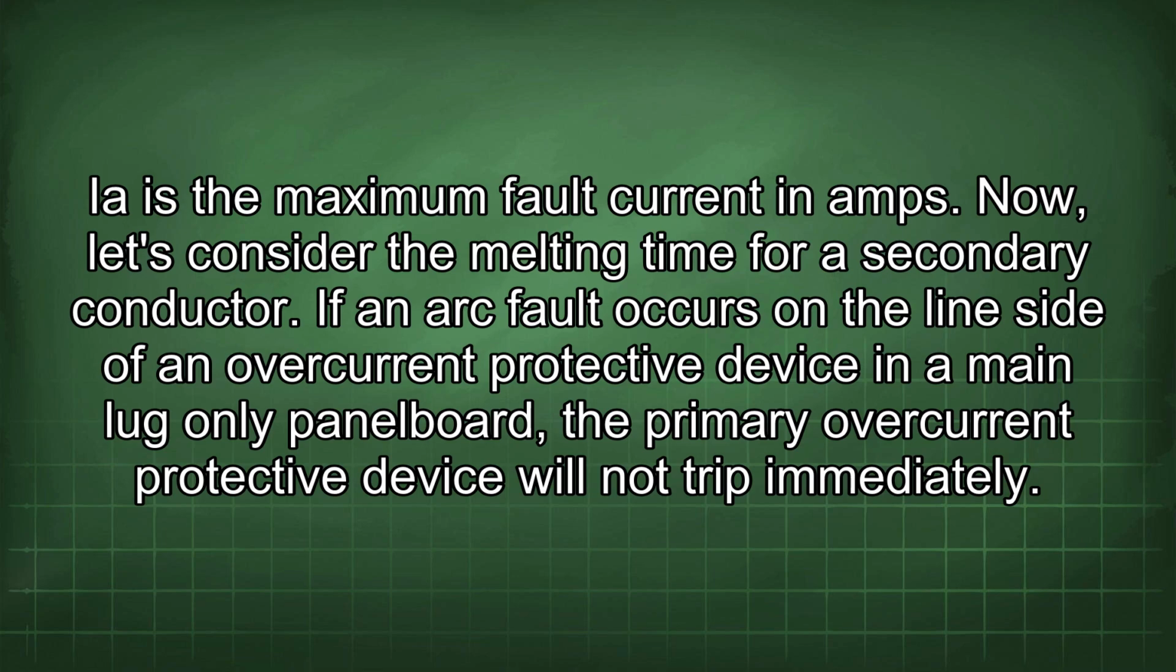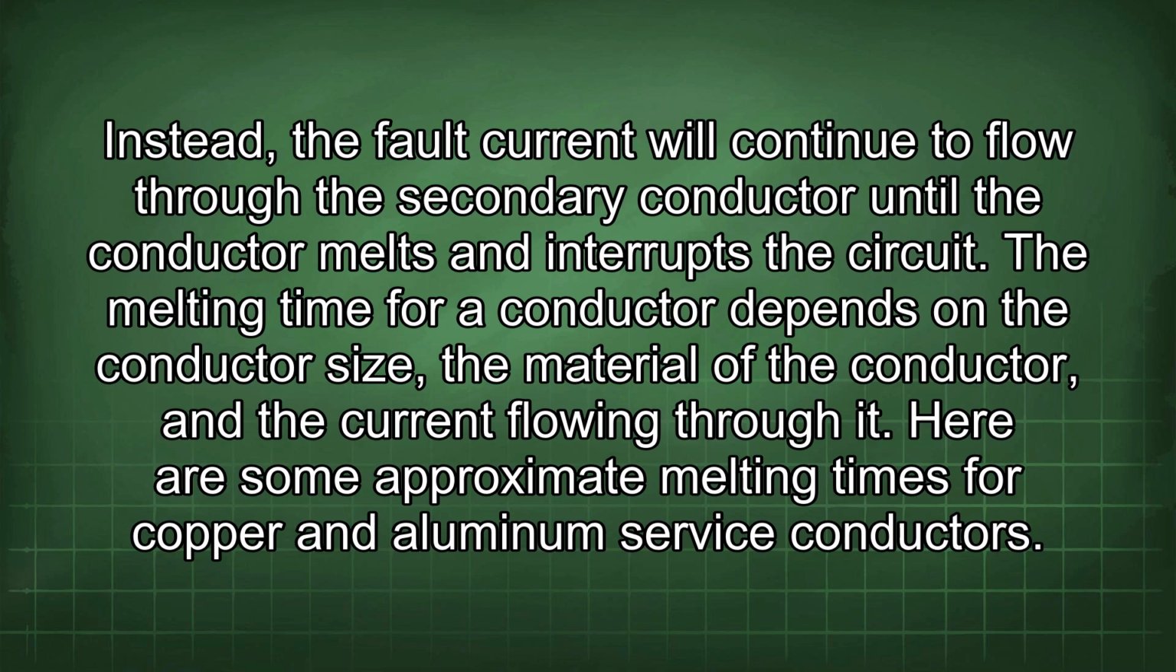Now let's consider the melting time for a secondary conductor. If an arc fault occurs on the line side of an overcurrent protective device in a main lug-only panel board, the primary overcurrent protective device will not trip immediately. Instead, the fault current will continue to flow through the secondary conductor until the conductor melts and interrupts the circuit. The melting time for a conductor depends on the conductor size, the material of the conductor, and the current flowing through it. Here are some approximate melting times for copper and aluminum service conductors.